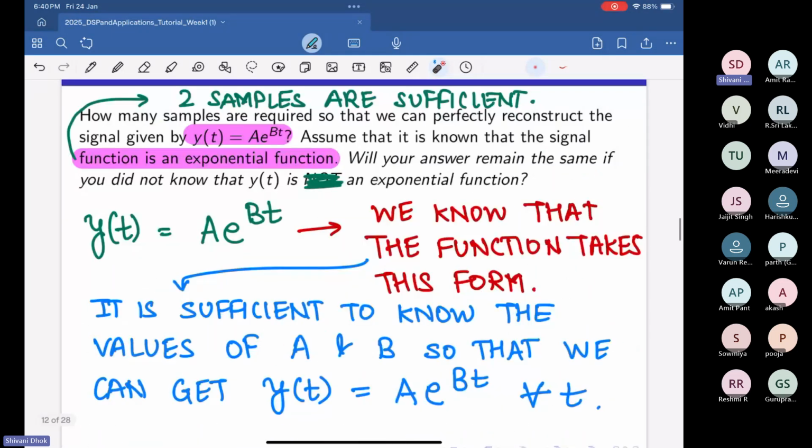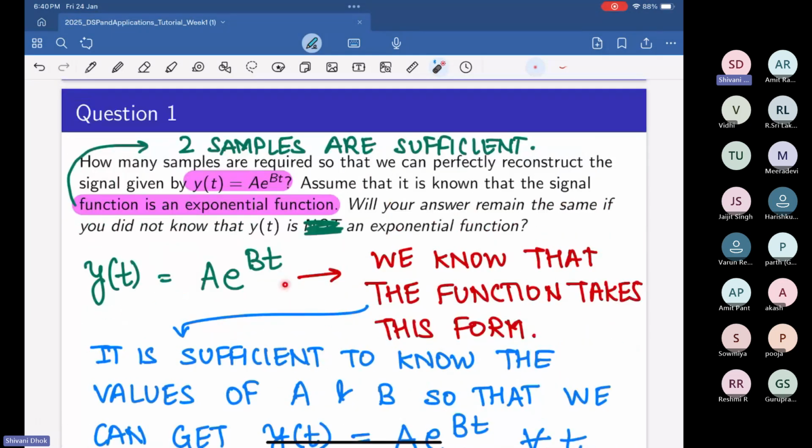Do you agree that if I know the value of A and B, I know the value of y of t for any time instance? Yes, that I agree. Now my question is, only with the constants we cannot say two samples are sufficient, then how many are sufficient? I'm not expecting you to be able to answer. I am understanding the thought process actually.